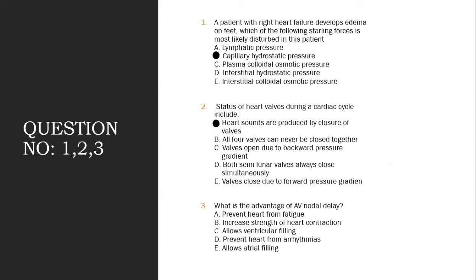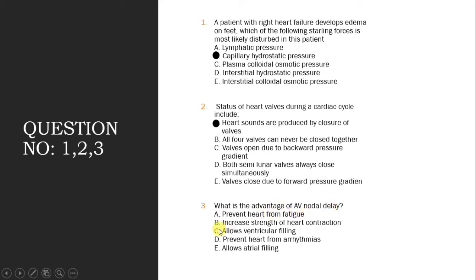A simple statement is that the heart sounds are produced by the closure of the valves, such as the mitral and tricuspid valves producing the first heart sound, while the closure of the semilunar valves, which include the aortic and pulmonary valves, produces the second heart sound. Question number 3 says, what is the advantage of AV nodal delay?